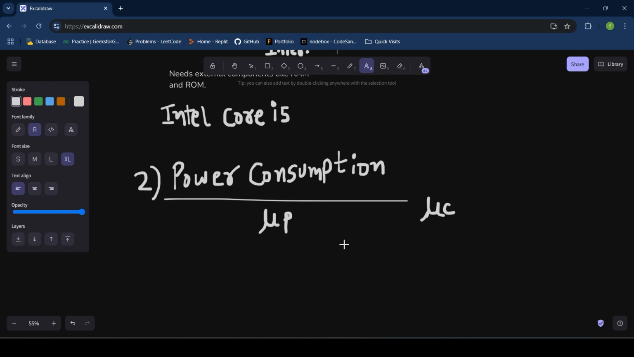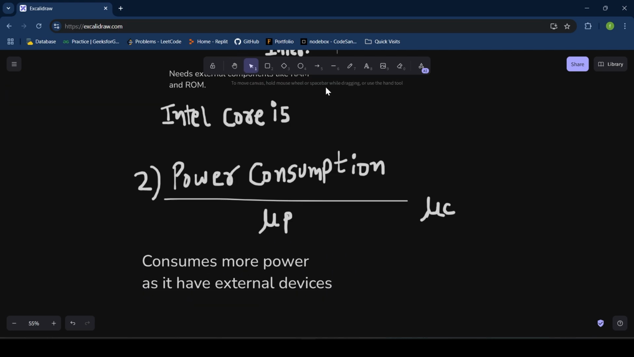Now the second difference between them would be the power consumption. So in terms of power consumption, microprocessor consumes more power as it has external devices, whereas on the other hand, microcontroller consumes low power and it's basically ideal for battery operated devices.